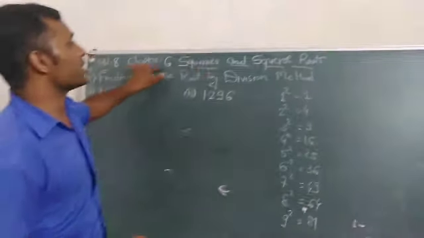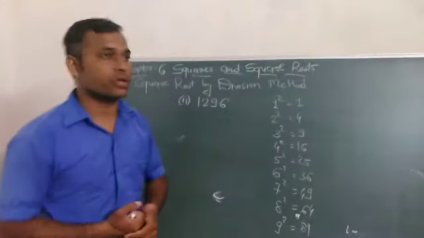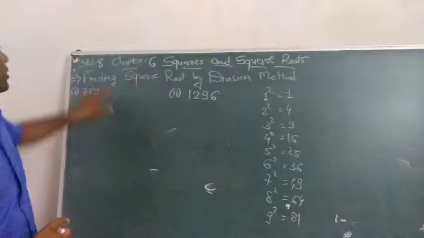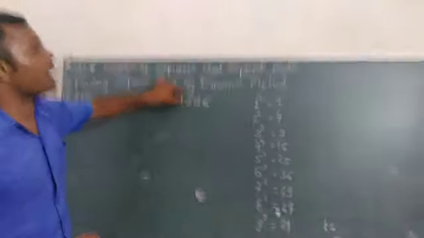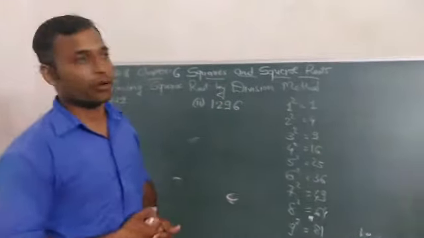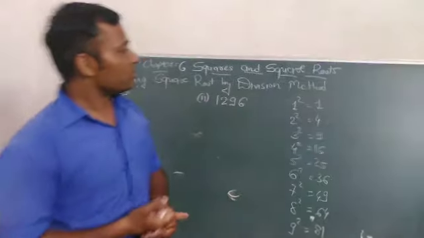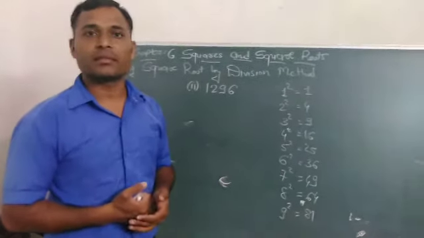Standard 8, chapter number 6, squares and square roots. Now our next topic is finding square root by the division method. Okay. So now this is a very simple method.